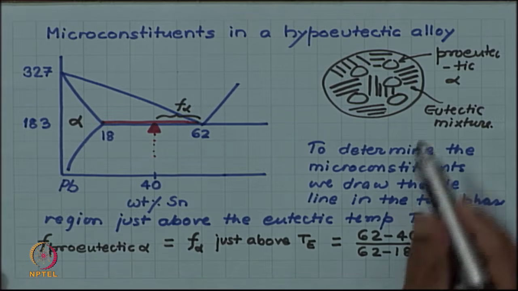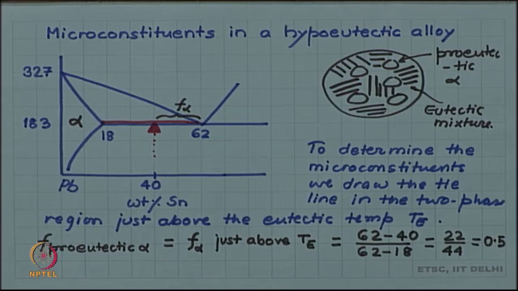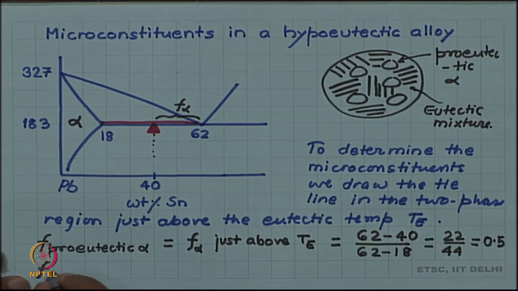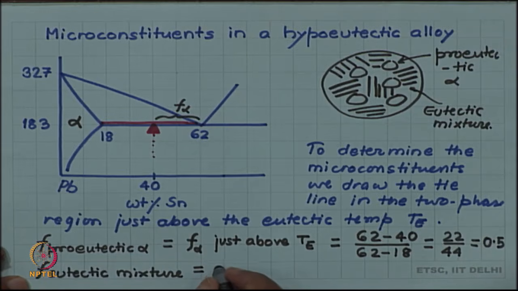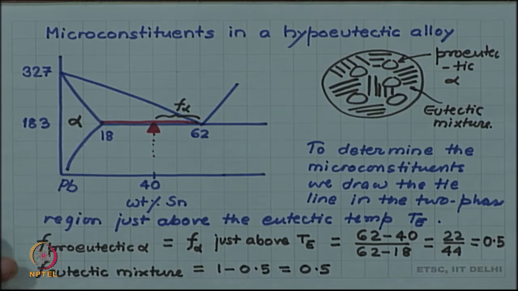So, this means 50% of the alloy will be in the form of pro-eutectic alpha, and the remainder of course will be the eutectic mixture. So, the fraction of the eutectic mixture will be 1 minus the fraction of pro-eutectic alpha, which will also be 0.5. So, in this 40 weight % tin alloy, we expect to find 50% pro-eutectic alpha and 50% eutectic mixture.